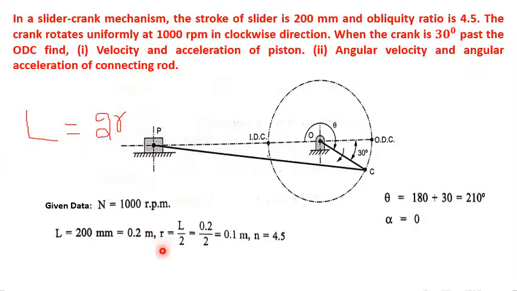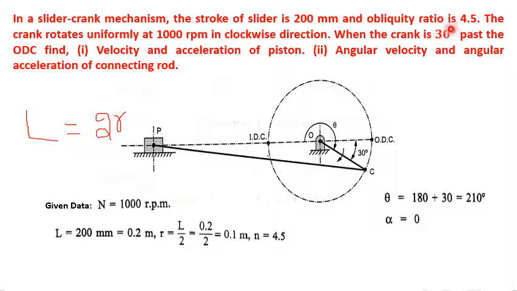So R is equal to L by 2, because the L value is given. It is given in millimeter, so convert it into meter. Therefore analysis becomes easy. All the values should be in the same unit. So R is equal to capital L by 2. Capital L is 0.2 meter divided by 2. Therefore R value becomes 0.1 meter.